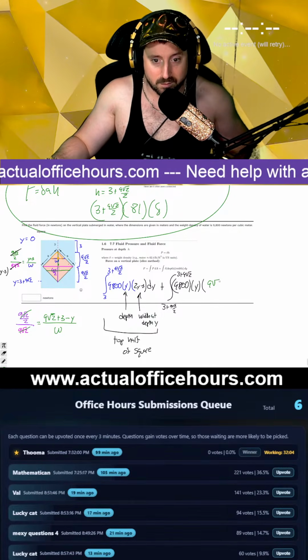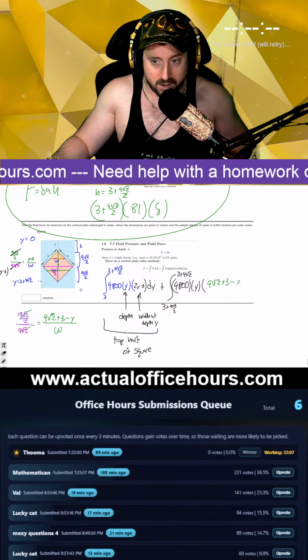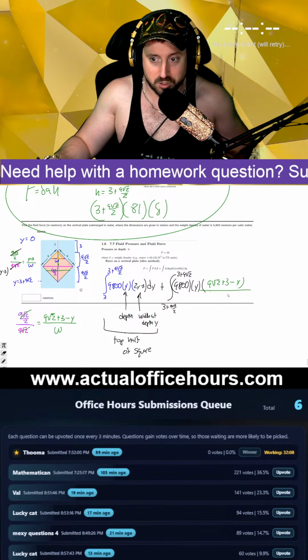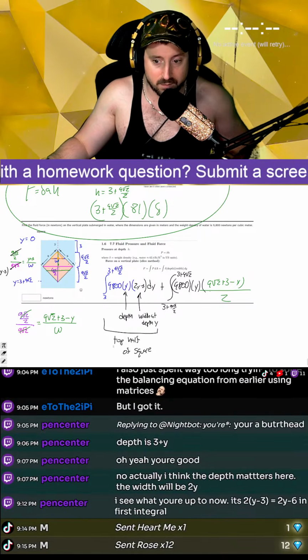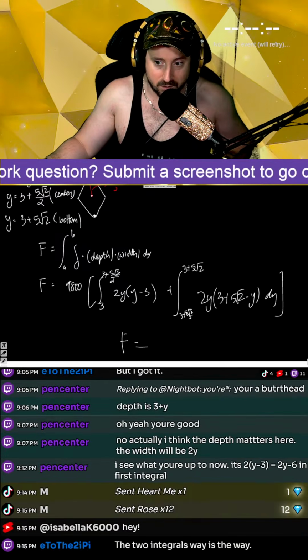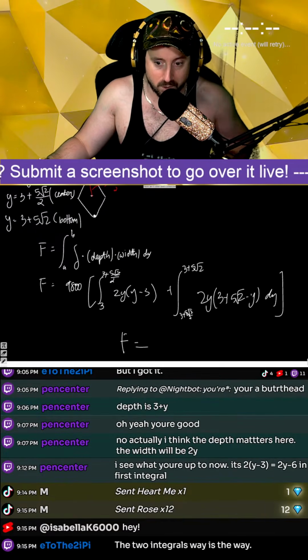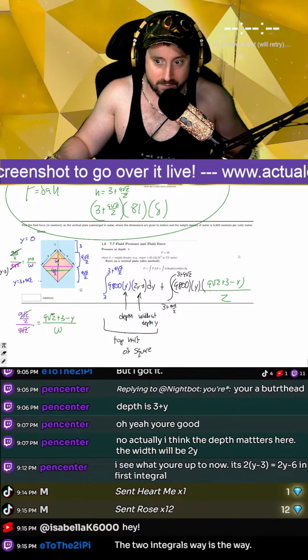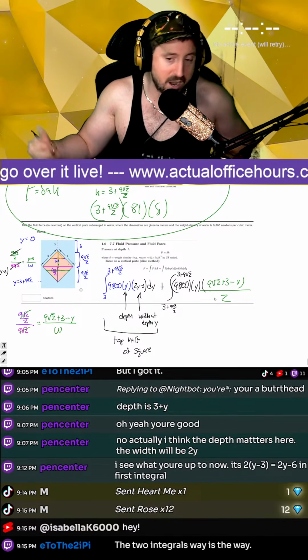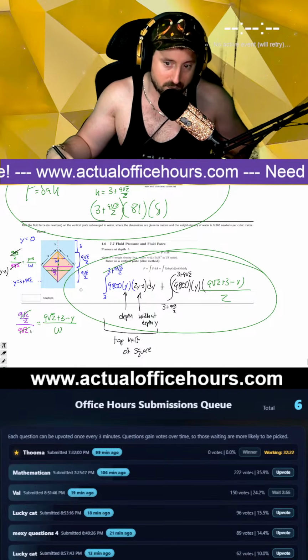Yeah. It's 9 root 2 plus 3 minus y, but then this is all over 2, which I think is probably what AFG had as well. Yeah, look at this, 3 plus 9 root 2 minus y over 2. I understand what he's doing. This works. It sucks.